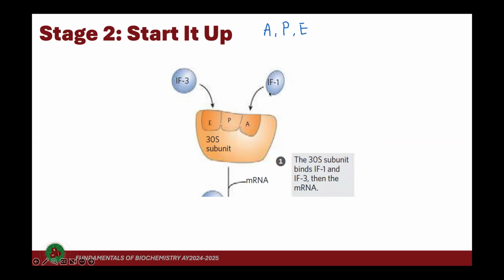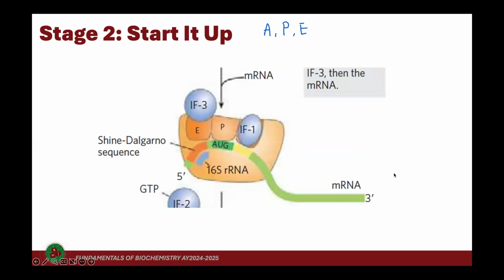Okay, so your initiation factors IF1 and IF3: IF1 binds to the A site and IF3 binds to the E site. So this is to prevent the premature binding of any tRNA nearby. And then what happens next is the binding of the mRNA. So the mRNA binds, and the positioning is such that the start codon or the AUG is right next to the P site.